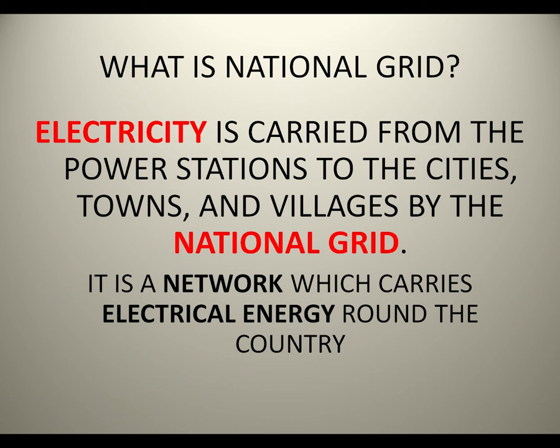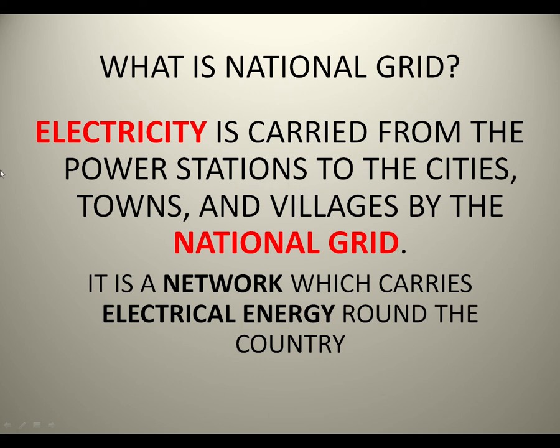Now we are going to move towards the national grid. What is a national grid? Electricity is carried from the power stations to the cities, towns and villages by the national grid. The national grid is actually a network. It is a network which carries electrical energy around the country. Electricity is produced at one place, then how will it be carried to other parts of the country? So it is what the national grid does. The national grid is responsible for carrying the electricity from the main power station to the cities, towns and villages.